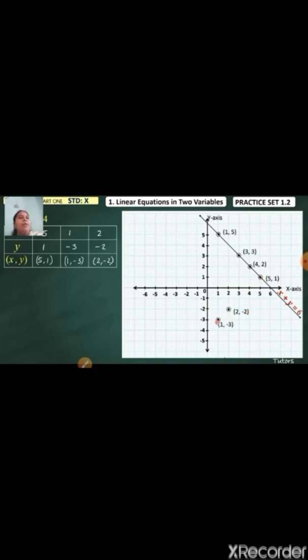Now again draw a line passing through all these 3 points and get the second line. As soon as you get this line, again you have to write the equation above this line. Do not forget to write this equation above the lines which you have drawn. As you can see from the graph, we get a point of intersection as 5, 1. The two lines intersect at a point. That is nothing but the solution of this simultaneous equation.